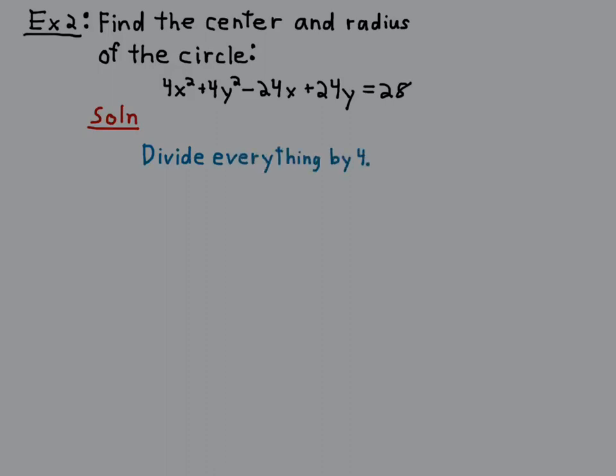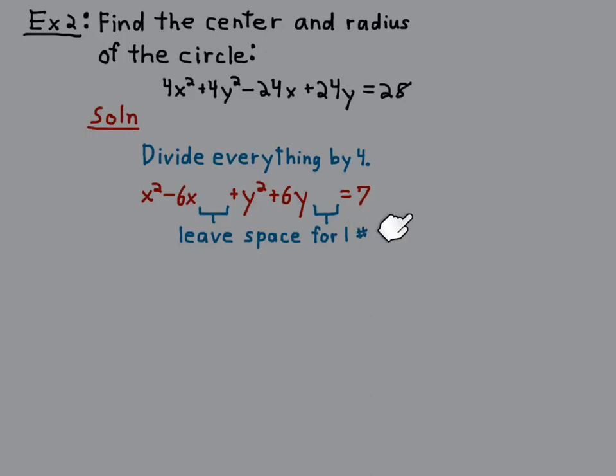So the first thing I would do is divide everything by 4 because 4 is the leading coefficient of the x squared, of the x terms and of the y terms. And you want them to be 1. So when I do that, I get this. I left a space for one number. That's where my b squared is going to go. And then I'm also going to put each b squared over on the right as well.